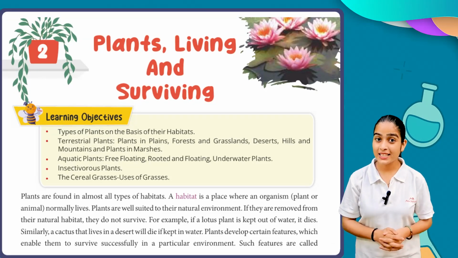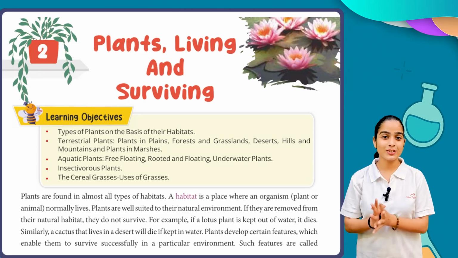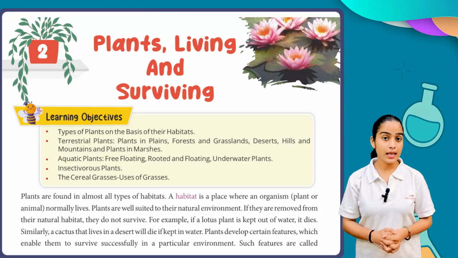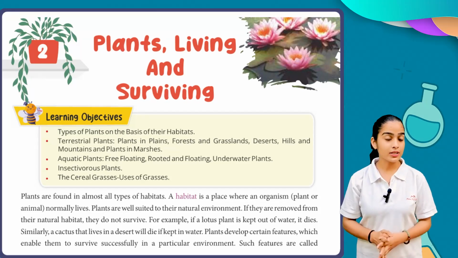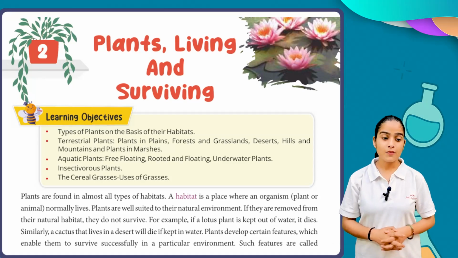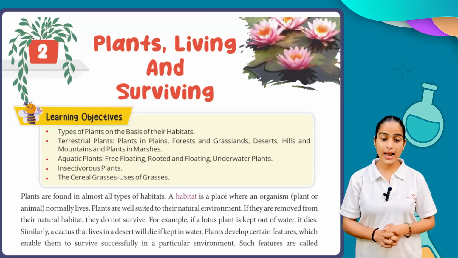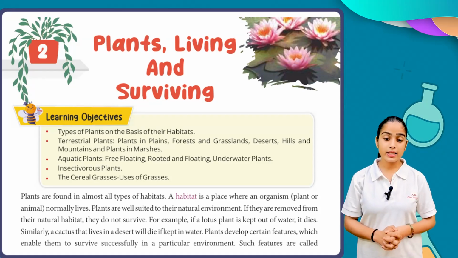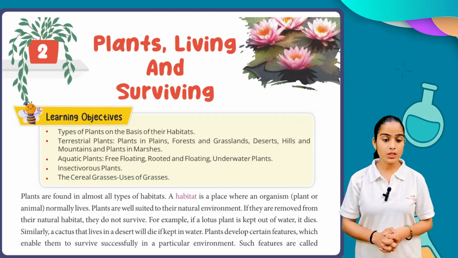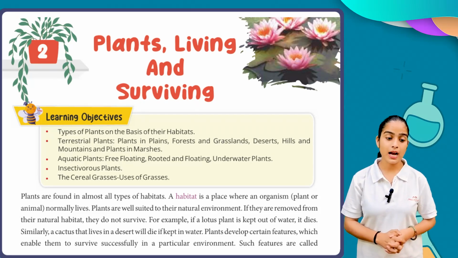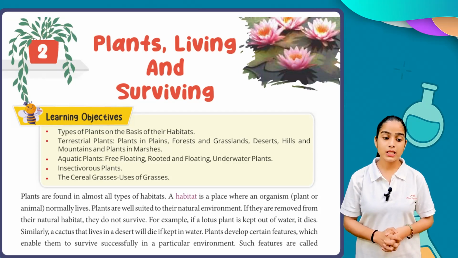So students, I'm your science educator again here with a new chapter, and today we have chapter number 2, Plants: Living and Surviving. So before starting this chapter, have a look at your learning objectives. First, types of plants on the basis of their habitats. Next, terrestrial plants: plants in plains, forests and grasslands, deserts, hills and mountains, and plants in marshes. Aquatic plants: free-floating, rooted and floating, and underwater plants. Next, insectivorous plants, and last we have the cereal grasses and uses of grasses. So let's get started.